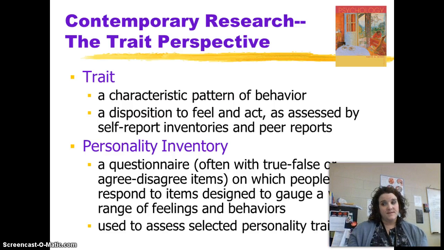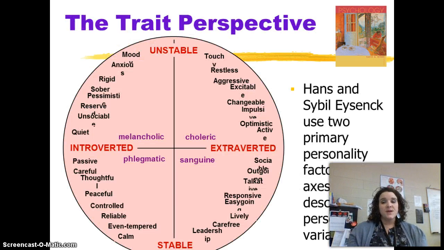So we've done some of those in AP Psych, like your right brain, left brain, those type of things. Those are all about your personality. The trait perspective, Hans and Sybil Eysenck used two primary personality factors as axes for describing personality variation. So you've got everything from introverted to extroverted, to unstable to stable. And so you're looking at all of those things kind of in between. Where are you at on that spectrum? Where do you fall?